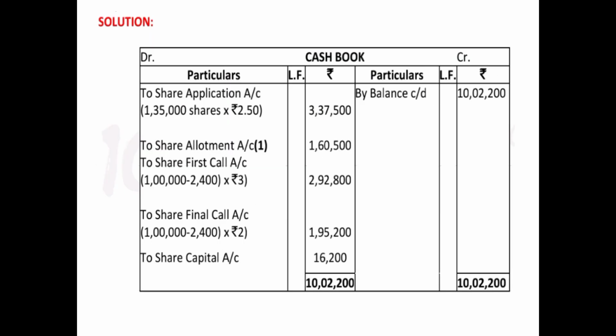So again, a repetitive point, since we are preparing the cash book, in this case we will record all the receiving entries in the cash book itself. So first of all, we will pass the receiving entry of application money, that is 2.5 on 1,35,000 shares, that is 3,37,500, which will be shown on the debit side of the cash book.